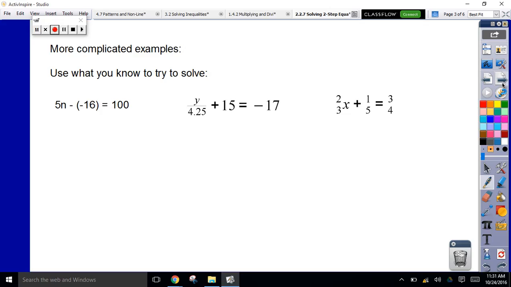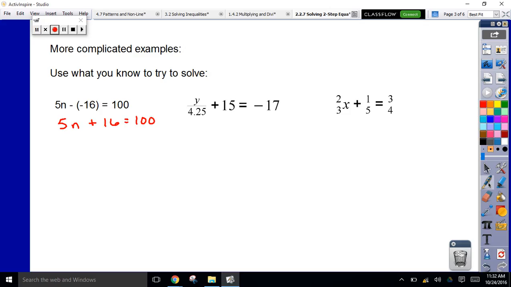Casey, when I have minus and negative, what is that? What's that mean to do? Think back to our integer rules. David? Minus negative is plus or positive. Right, minus and negative just means plus. So we're going to rewrite this before we solve it as 5n plus 16 equals 100. Okay, now it's just a regular two-step equation that we can solve somewhat quickly.